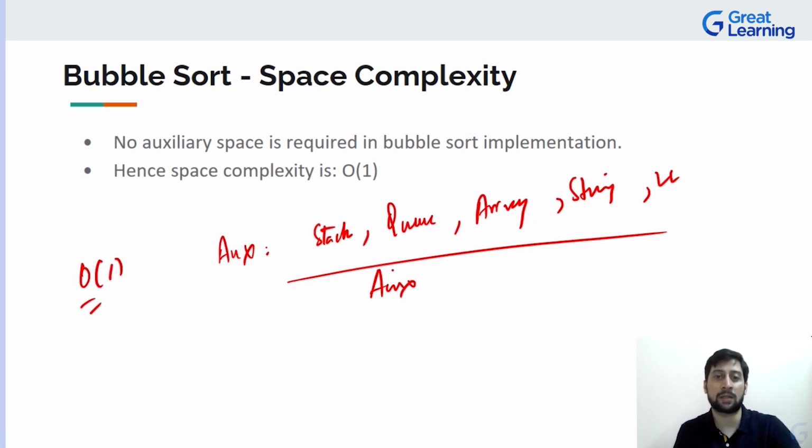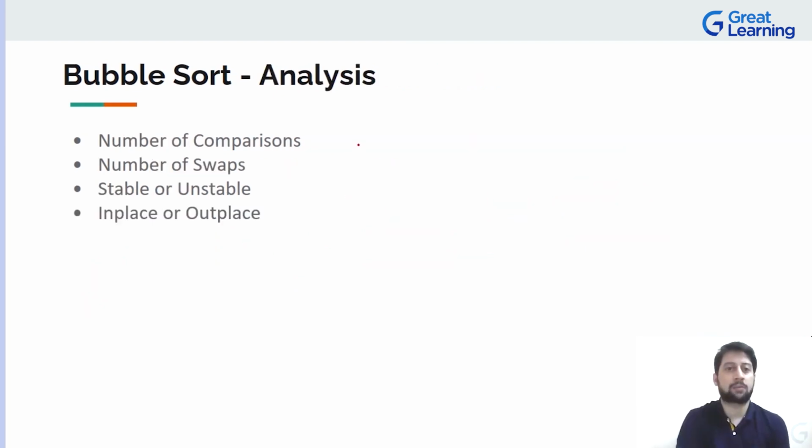In the implementation, if you can remember it, we didn't use any of these extra spaces in the form of stack, queue, array, string, or linked list. We didn't use it, right? So that is the reason the space complexity of bubble sort is big O of 1, that is constant. Now let's talk about bubble sort analysis.